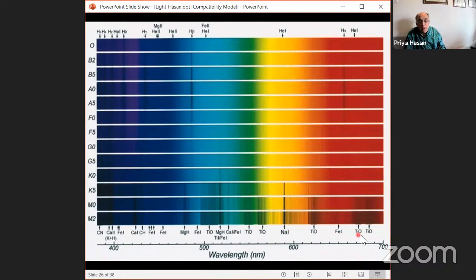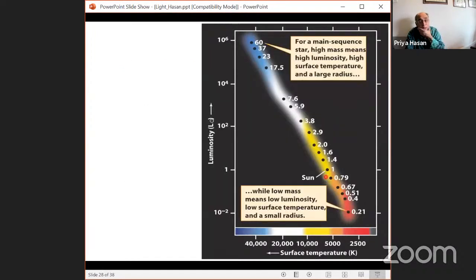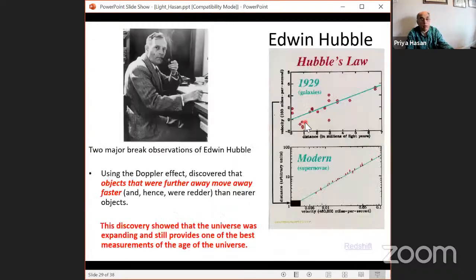Similarly, you have iron lines, you have titanium oxide lines, and different lines. So by looking at these different lines and the strength of the lines, we can talk about the chemical composition of the objects. So it tells you the temperature and the chemical composition. And when you plot stars according to their temperatures, you get something called the Hertzsprung-Russell diagram. This also tells us a lot about stars, what is happening in the stars and how they are.